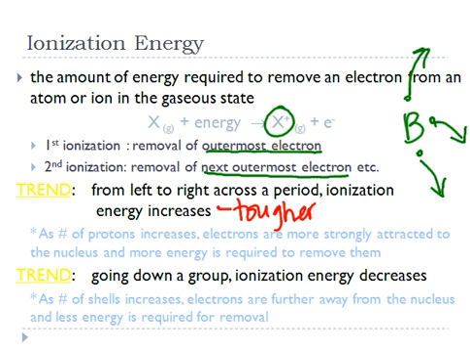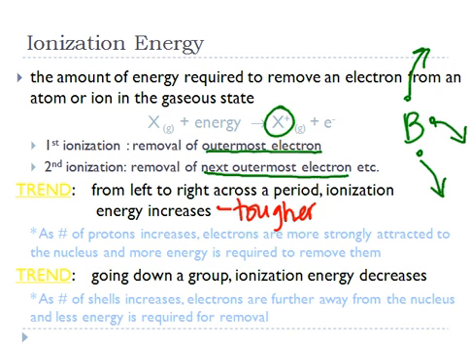It's tougher to remove an electron. If energy increases, that means you need more energy for something to happen, which means it's harder to do. So as we go across a period, the number of protons will increase, and the electrons are more strongly attracted to that positively charged nucleus. So therefore, there's going to be more energy required to remove an electron.